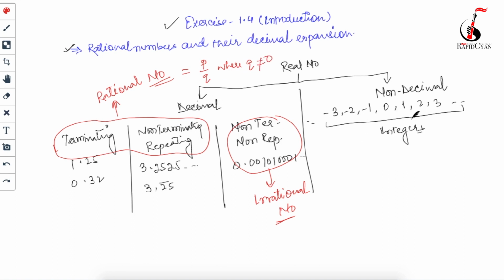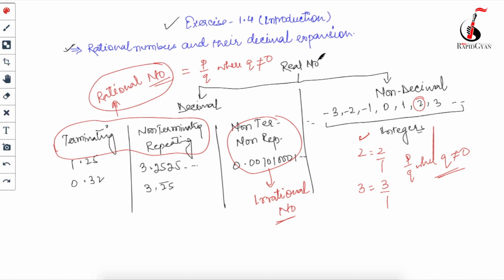Now look at these integers. We can write all the integers in this form. Suppose this is an integer 2. I can write 2 is equal to 2 upon 1, and 3 is equal to 3 upon 1. It means I can write these integers also in the form of P upon Q, where Q is not equal to 0. So these integers are also called rational numbers. In actual, the real numbers are divided into only two parts, rational numbers and irrational numbers. This is just the revision part, and it is not required in this chapter.